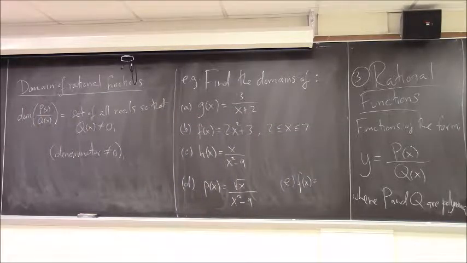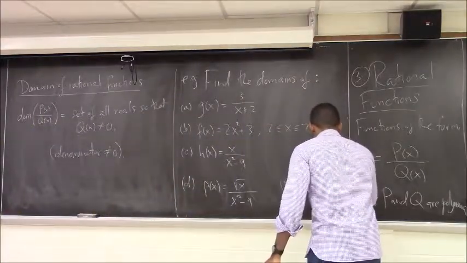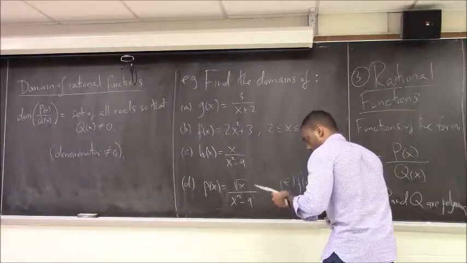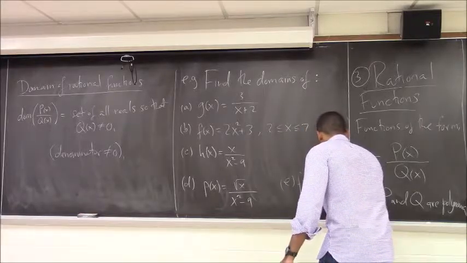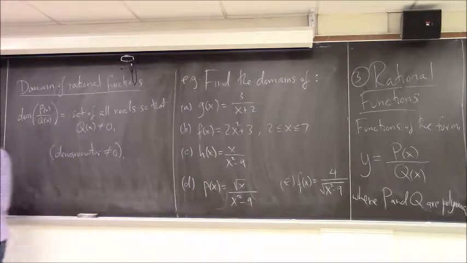Let's make that last example the one I put on the quiz. On the quiz, I asked you to find the domain of 4 over the radical of x squared minus 9. So let's see what the answer was supposed to be.